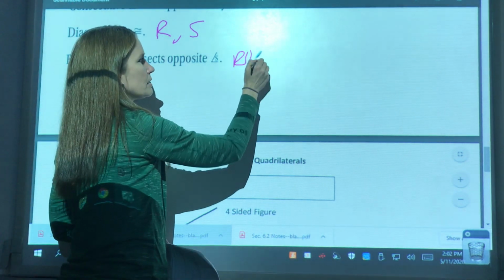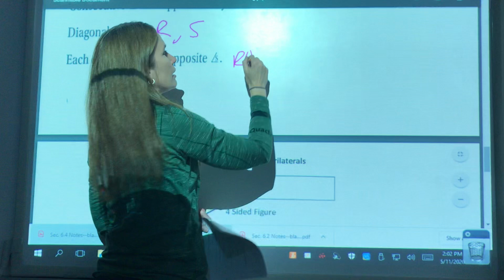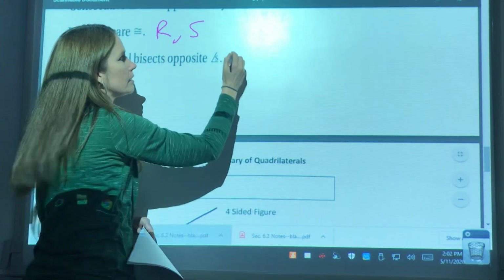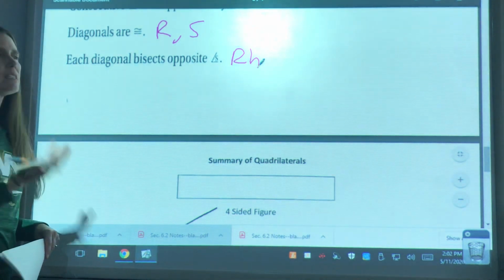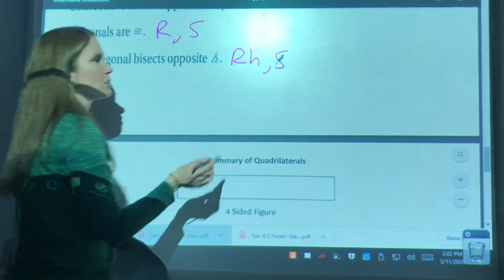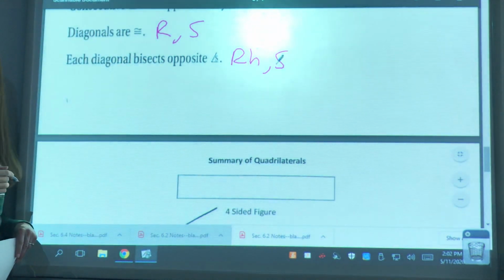That's one of the properties we said about a rhombus. And if it fits for a rhombus, it automatically fits for a square as well, since a square has all the properties of rectangle and rhombus.